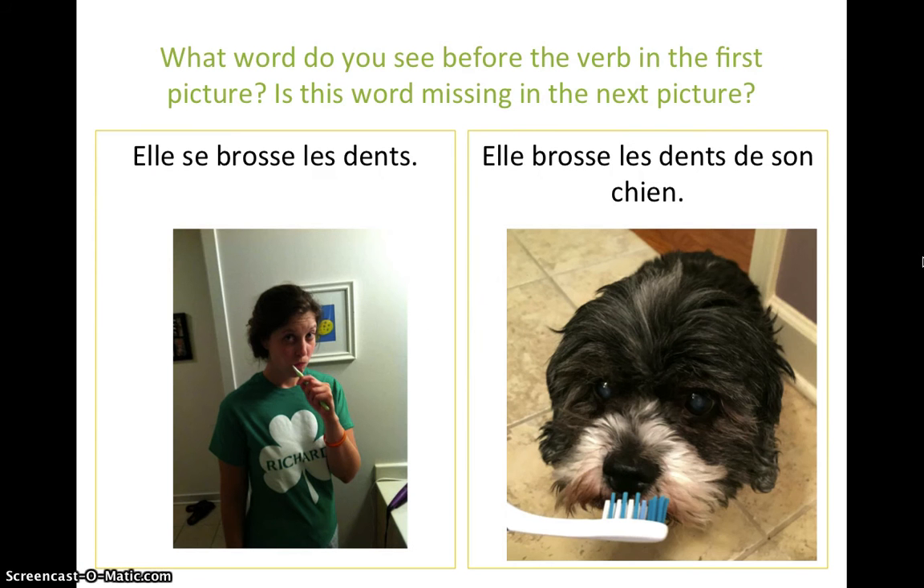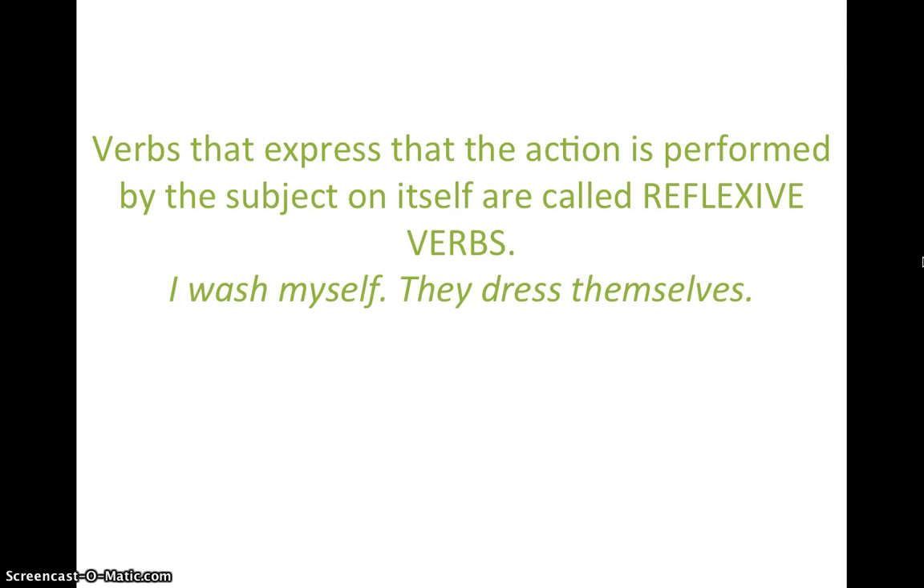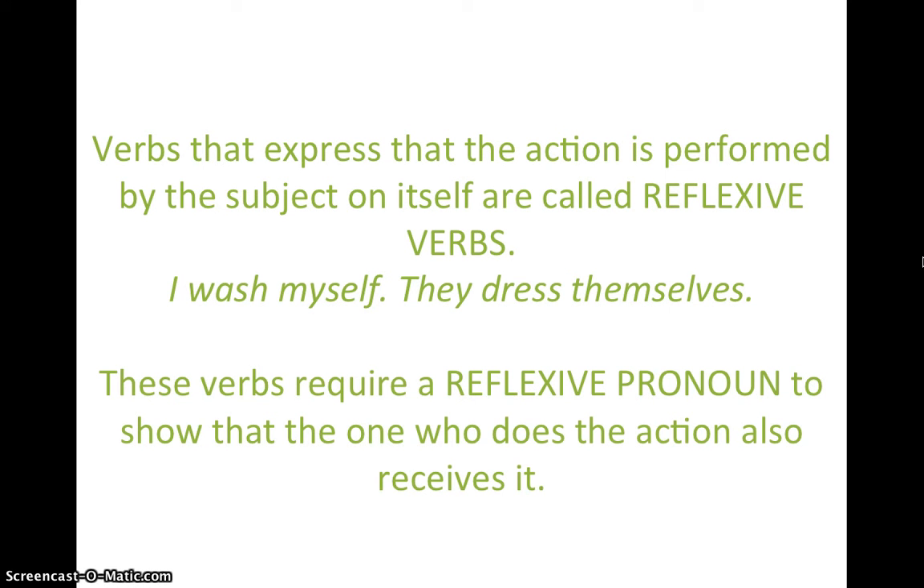So now take a look at the sentences that accompany these two pictures. What do you notice is a difference between these two sentences? Pause the video and think about it. Before I reveal why, the verbs that we are going to talk about today, the verbs that express that the action is performed by the subject on itself, are called reflexive verbs. I wash myself. They dress themselves. These verbs require a reflexive pronoun to show that the one who does the action, the subject, is also receiving the action.